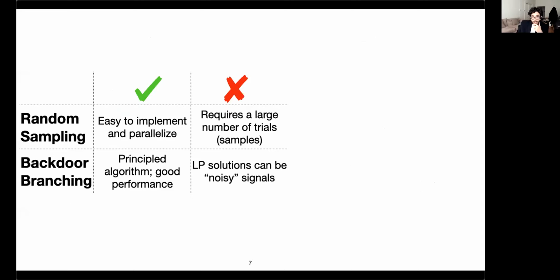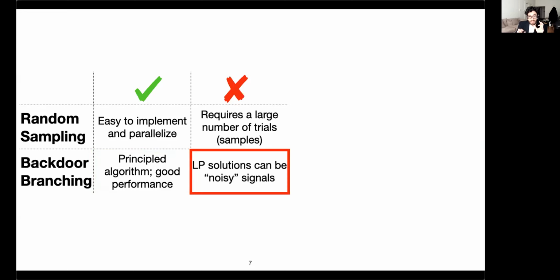Okay, so I had already talked about 2 methods, one based on random sampling and the other from Fischetti and Monaci based on the set covering formulation. There are pros and cons. The random sampling is obviously very easy to implement and parallelize. You just sample a bunch of variables and you ask the solver if they solve the instance or not. But it's also clearly not going to be very sample efficient, because again, it's a needle in a haystack type problem. Backdoor branching is the principled algorithm. It's been shown in that paper to work quite reasonably well.